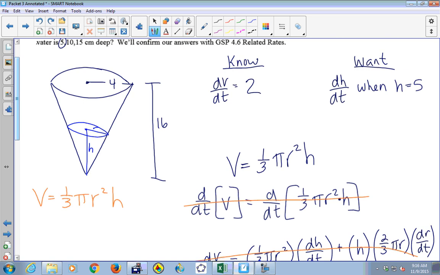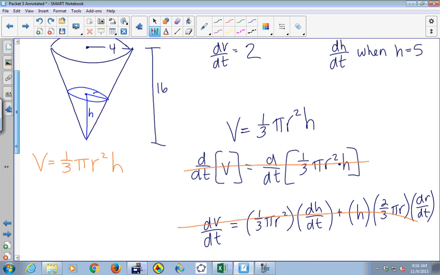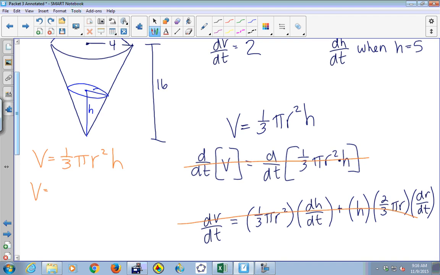So radius in this picture is 1/4 the height. So I'm going to replace my r with an h over 4. I'll cross off those 2 r's.